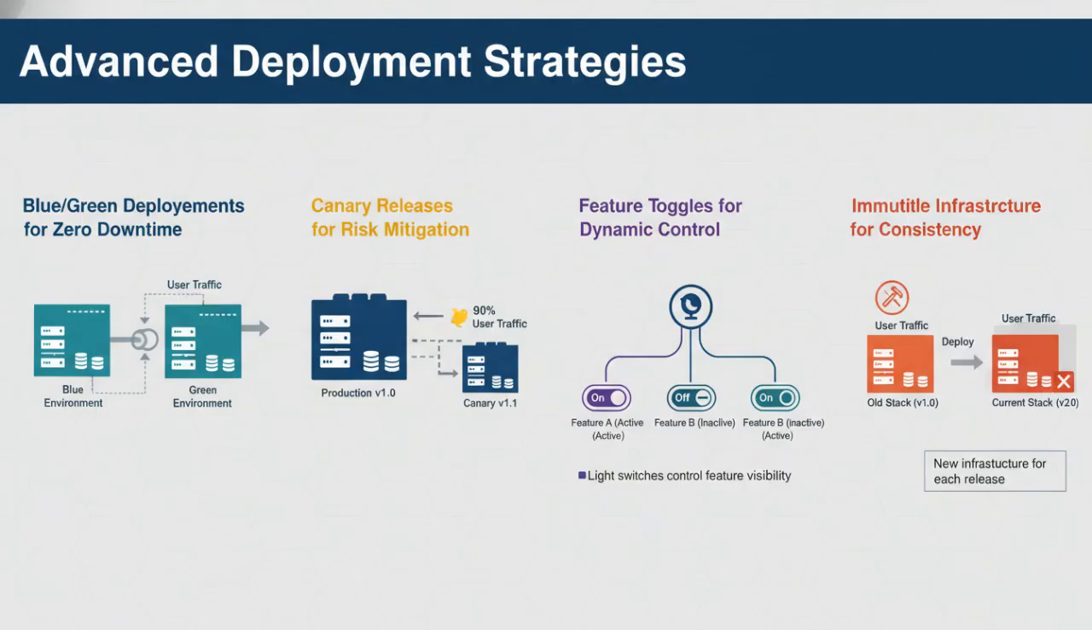Large organizations cannot afford downtime, making advanced deployment strategies essential. Blue/green deployments involve running two identical production environments, switching traffic seamlessly between them for zero downtime updates. Canary deployments introduce new versions to a small subset of users before a full rollout, minimizing risk. Feature toggles allow developers to turn features on or off without redeploying code, enabling dark launches and A/B testing. Immutable infrastructure ensures consistency by building new environments for each deployment rather than modifying existing ones, drastically reducing configuration drift.